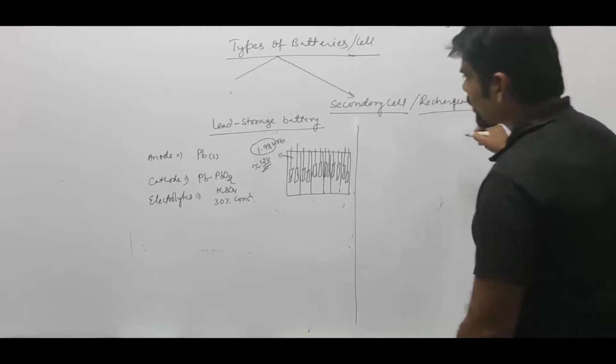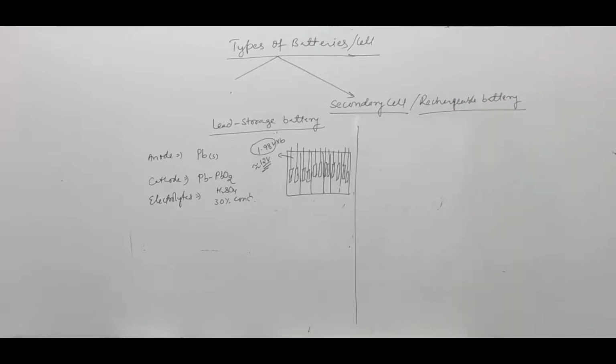Rechargeable battery. So write down secondary cell. The chemicals can be brought back to their initial state by charging the exhausted cell with electric current from an external source. Therefore, secondary cells can be used again and again.